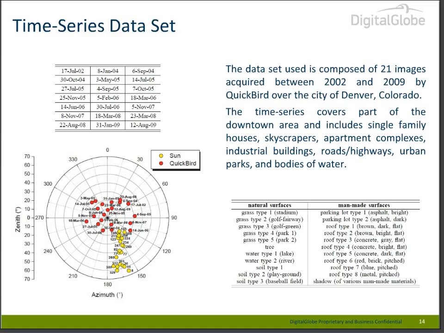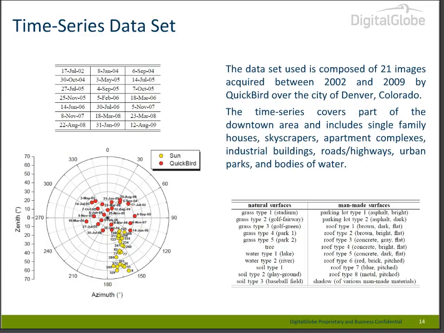And this image covers part of the downtown area of the city, including single-family houses or skyscrapers, but also roads and highways and urban parks and bodies of water. You can appreciate in this polar plot that the images have been acquired with fairly uniform spatial distribution in both zenith and azimuth, and the sun shows the declination through the year. For this dataset, we also collected 22 classes of interest, and we will see later more on these classes.